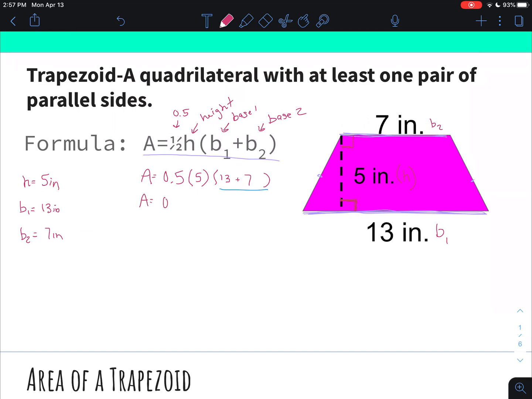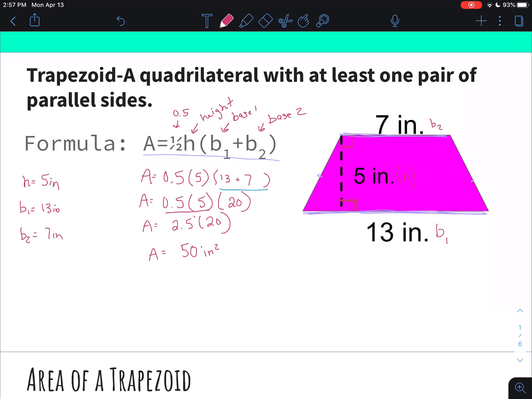So area equals 0.5 times 5 times whatever 13 plus 7 is. 13 plus 7 is 20. So now you want to go and you're just multiplying everything from left to right. I like to do it one step at a time. 0.5 times 5, or half of 5, is 2.5. And then you're multiplying that by 20. So your area is 50 square inches.